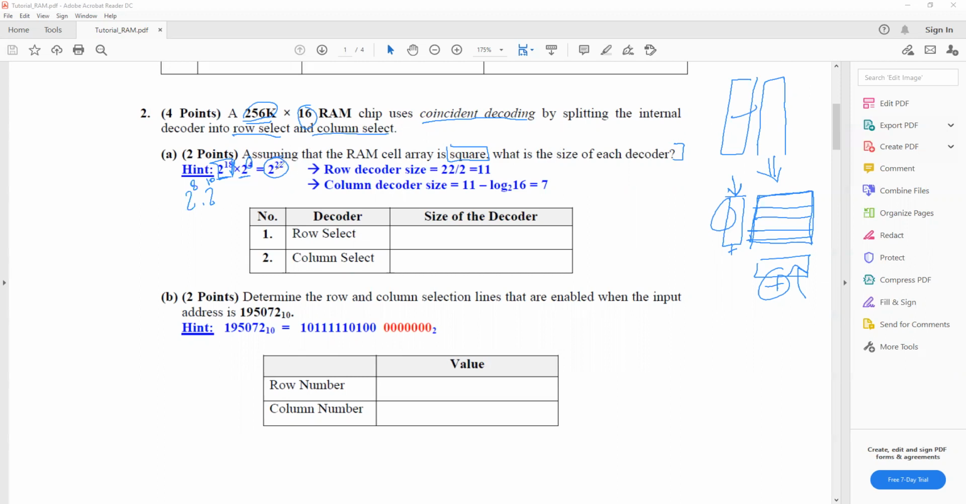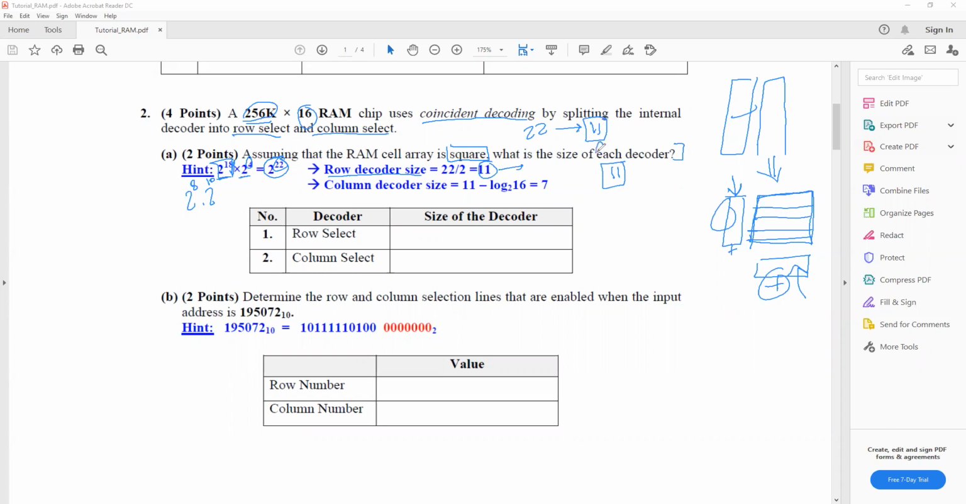So if you want to split 2 to the 22, you will have half of the address bits go to the row decoder and half go to the column decoder. For our row decoder, the size is going to be 22 over 2, which is 11 bits. So out of 22 addressable bits, I will take 11 for the row decoder. Okay, then for the column decoder, how many are left out of the 11? There should be 11 bits for the column decoder.